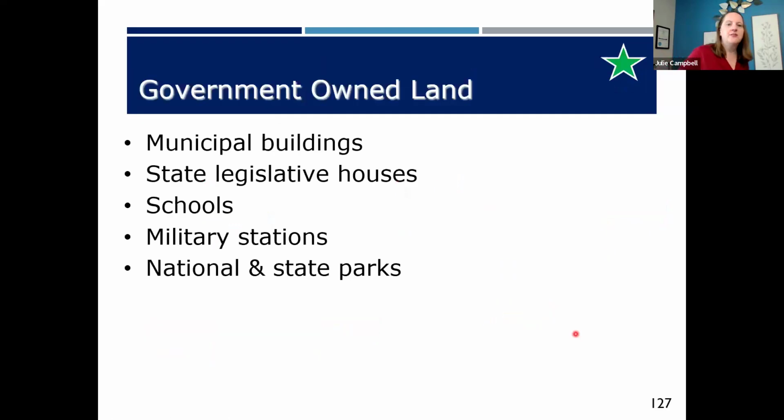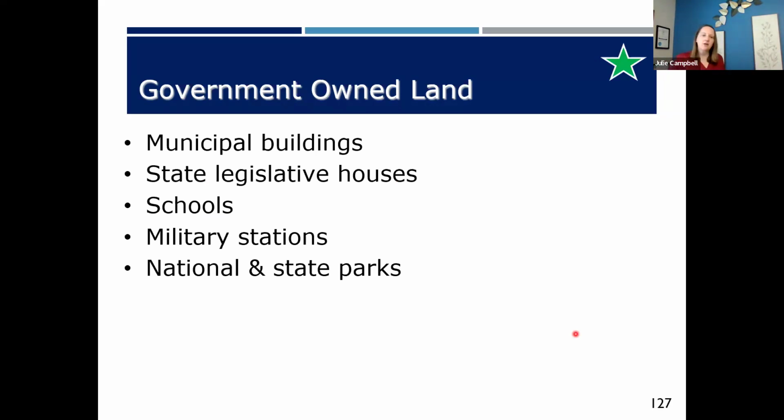The very last piece of Unit 6, just briefly mentioning some government-owned land. It's estimated that the government owns about 30% of the continental United States. It's a good chunk of land they own, don't they? They're going to use that land for various purposes. You're seeing here.